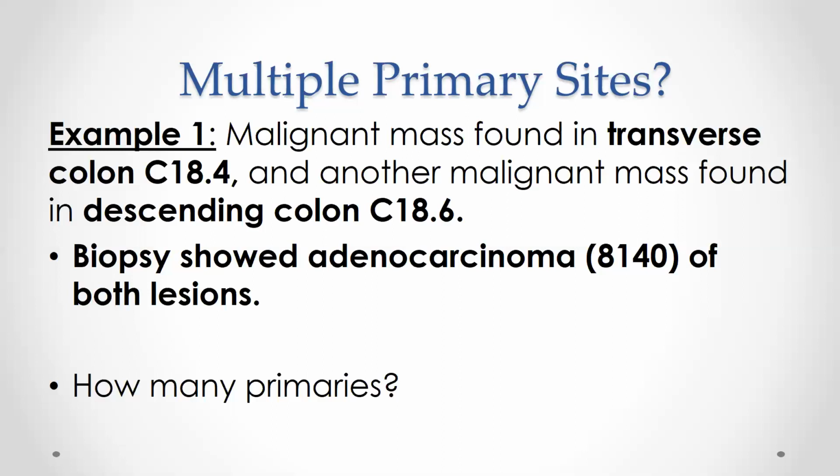One other note on the primary site codes: as you go through the rules, the C is counted as the first digit. So your primary site code, they consider having 4 digits, C18.4, not counting the decimal.